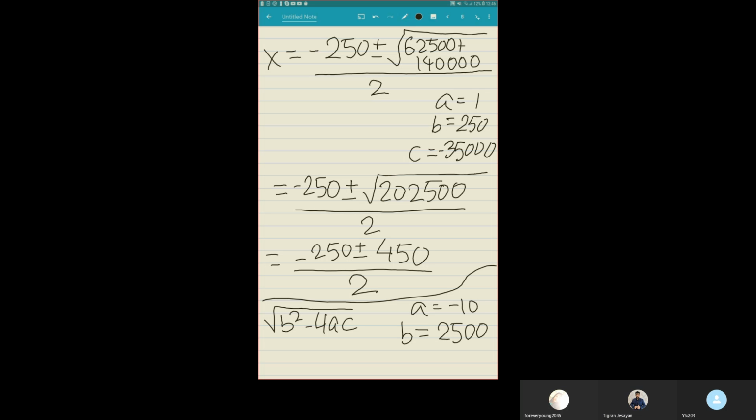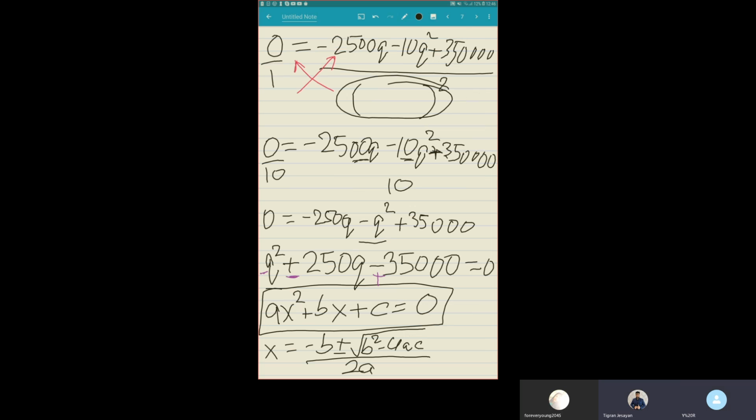Plus, and my C is minus 350,000. Then your equation is not right. So you made a mistake over here on this part. Yeah, I know there's something wrong with mine, because up until there we got the same thing. Up until the zero is equal to 250Q minus Q to the power 2 plus 335,000, until there we got the same.